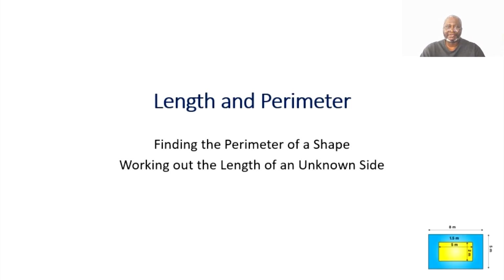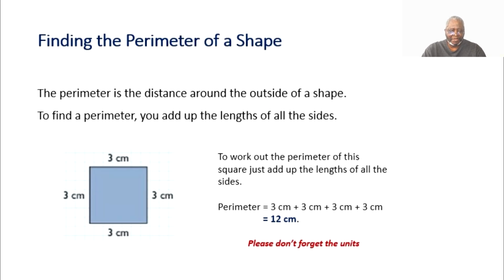Let's start with length and perimeter. We'll be finding the perimeter of a shape. We'll be working out the length of any unknown sides that relate to the shape. The perimeter is the distance around the outside of the shape, like the running tracks of a sports field.